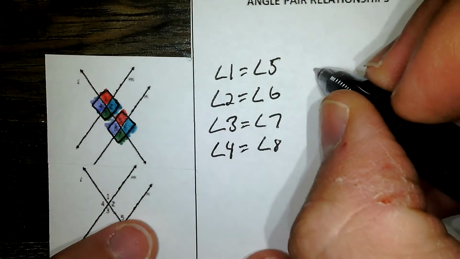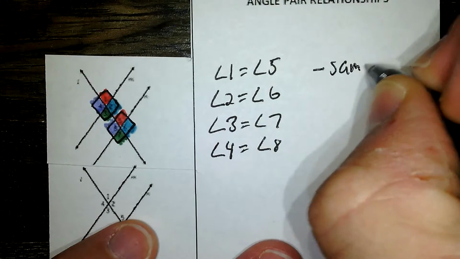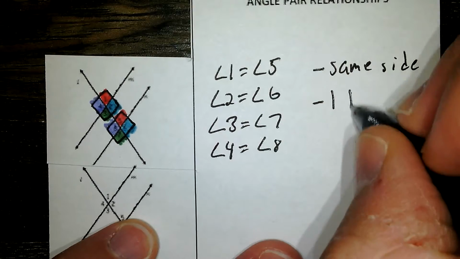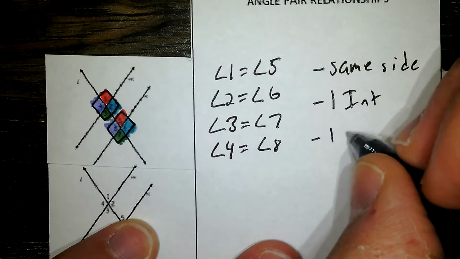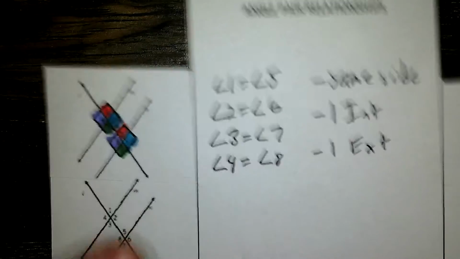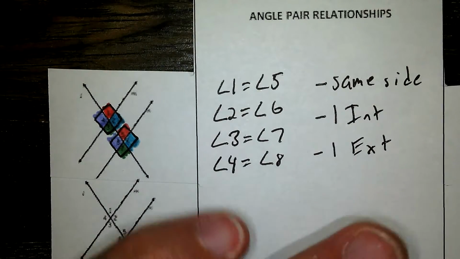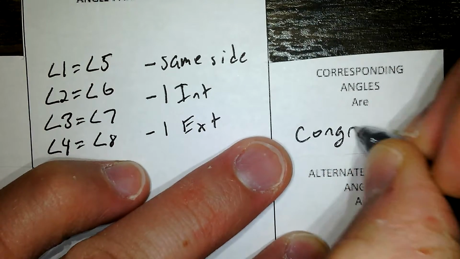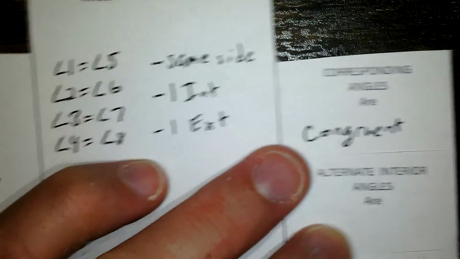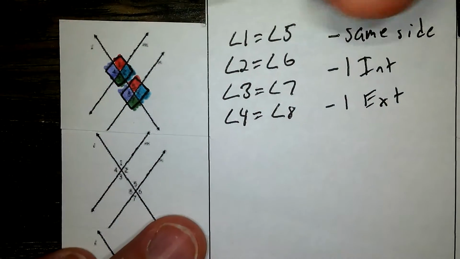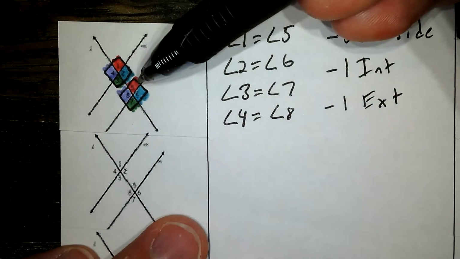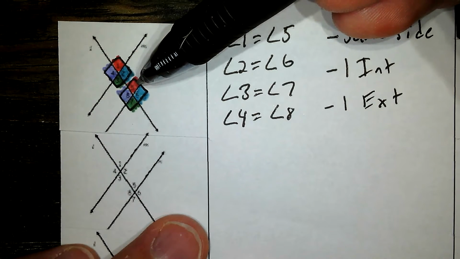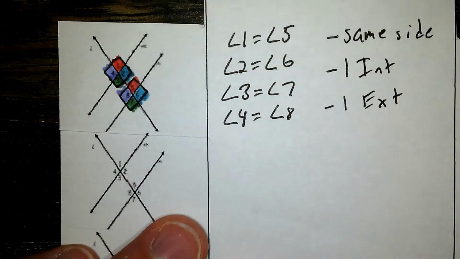Okay, and what are the rules with them? Well, both angles must be on the same side. One of the angles must be an interior angle, and one must be an exterior angle in order for them to be considered corresponding. And the last thing is that corresponding angles are congruent angles, meaning they're equal to each other. So if I were to ask you what is the relationship between angle 1 and angle 5, you would be able to tell me that they are corresponding angles and they are congruent.